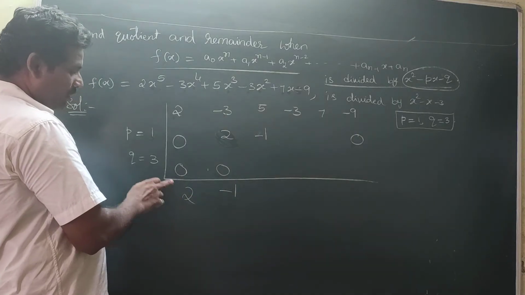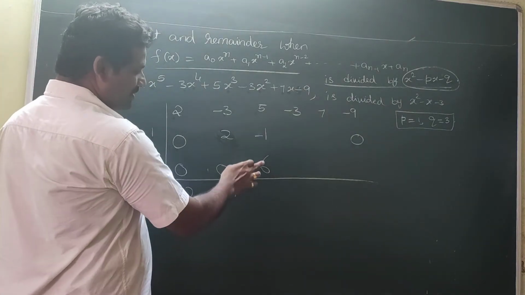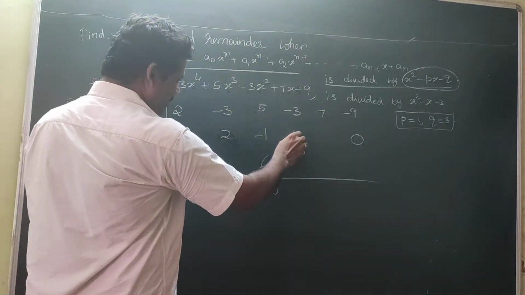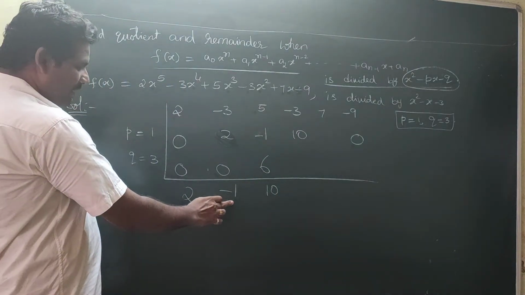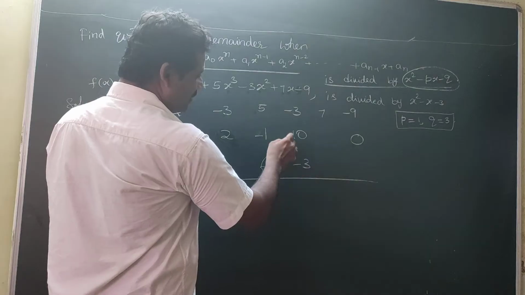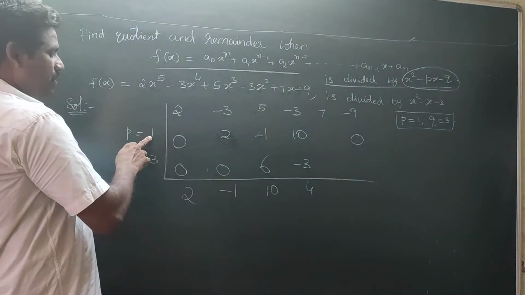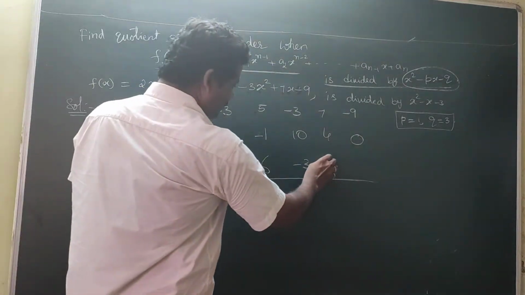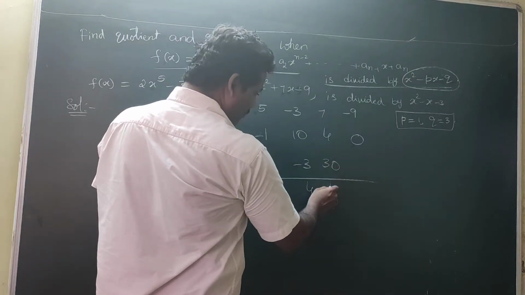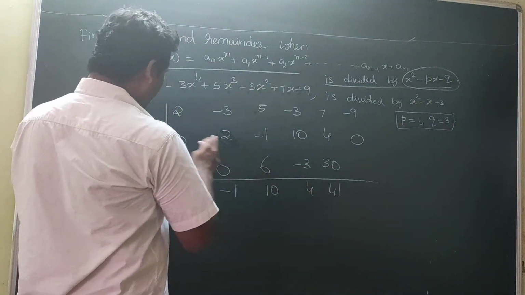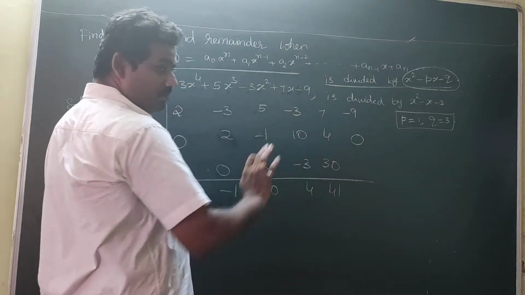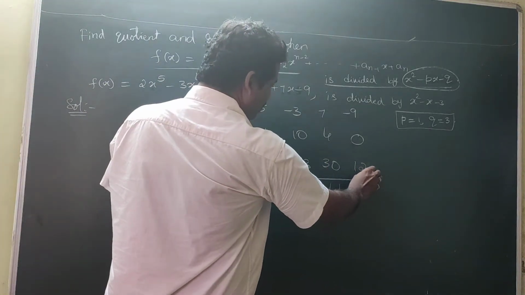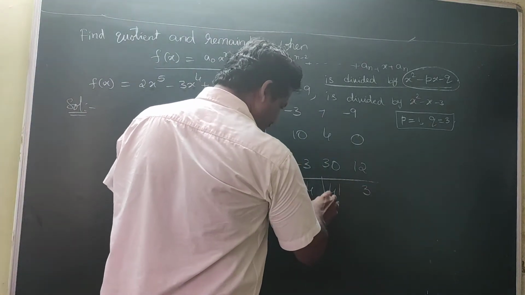Before minus 1, 2. What is 2 into 3? 6. 5 plus 6, 11. 11 minus 1, 10. 10 into 1, 10. But before 10, minus 1. Minus 1 into 3, minus 3. 10 minus 6, 4. What is 4 into 1? 4. Here before 4, 10. 10 into 3, 30. 34 plus 7, 41. Here 41 into 1, no need to multiply. Already you kept 0. Before that, 4 into 3, 12. What about 12 minus 9? 3. This is the remainder.